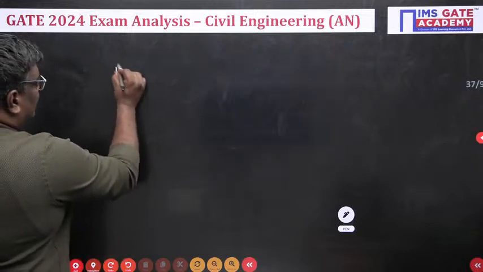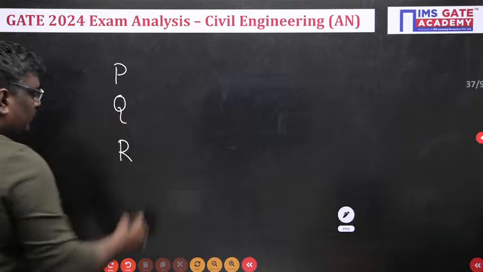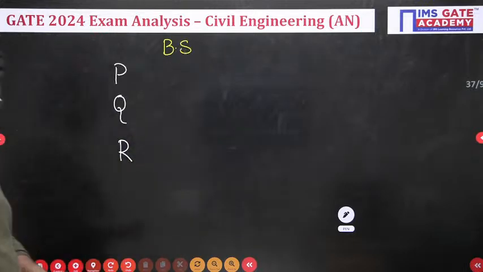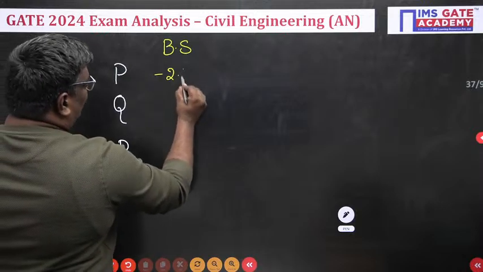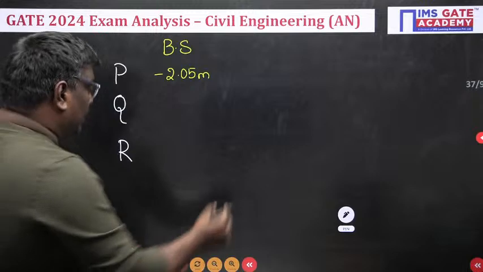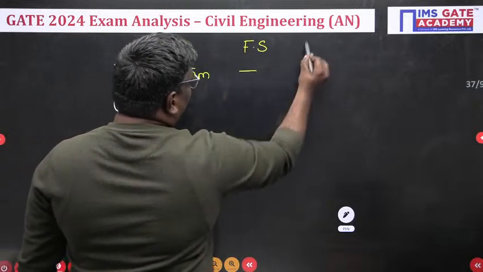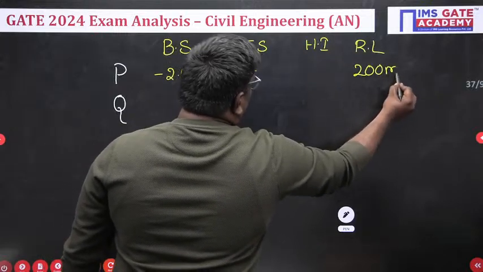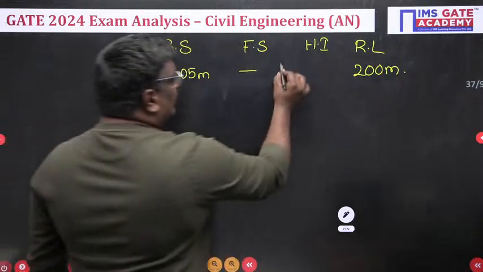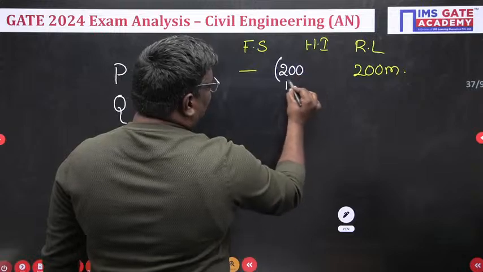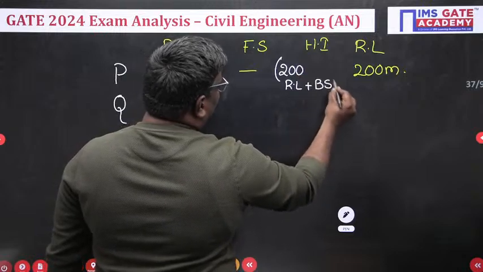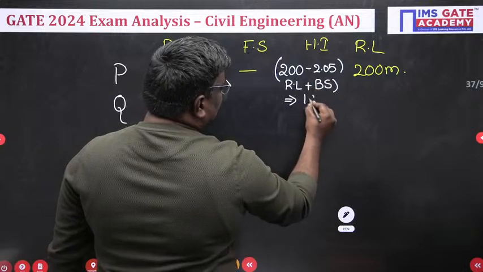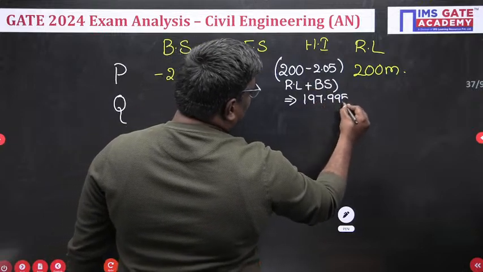So we have three stations, P, Q and R. Backside is nothing but a known side, and backside is given here as minus 2.05 meter. Foresight is not given. We don't know the height of the instrument, but they have given the RL, 200 meter. So what will be the height of the instrument? Height of instrument is nothing but RL plus backside, so 200 minus 2.05. You will get a value of 197.995 meter as the height of instrument.